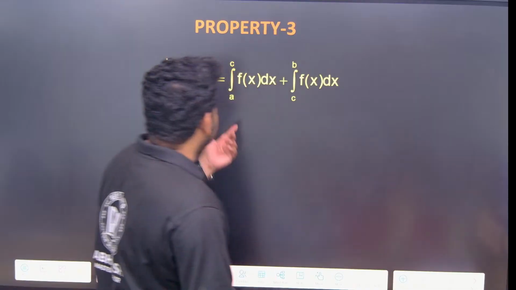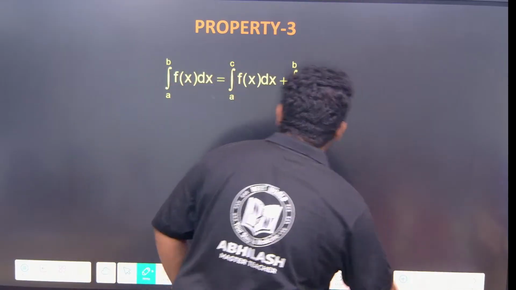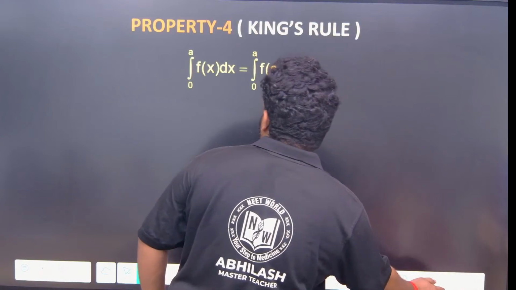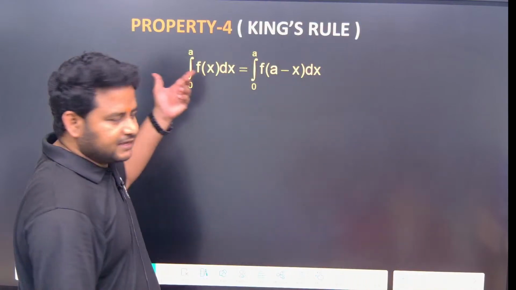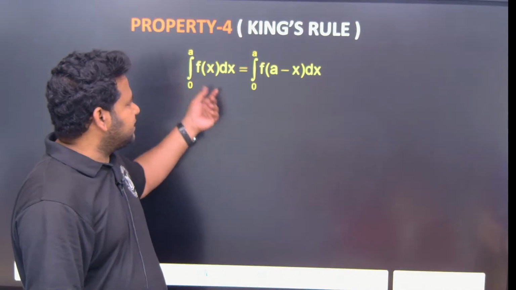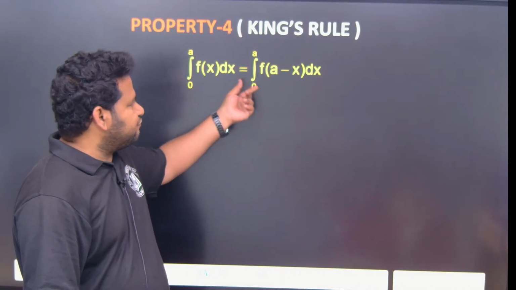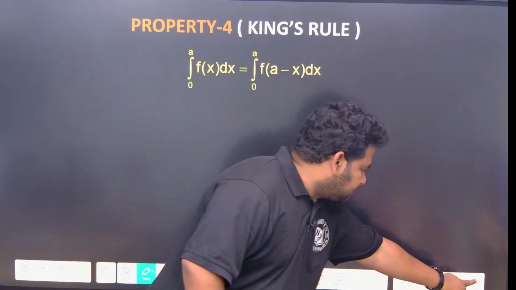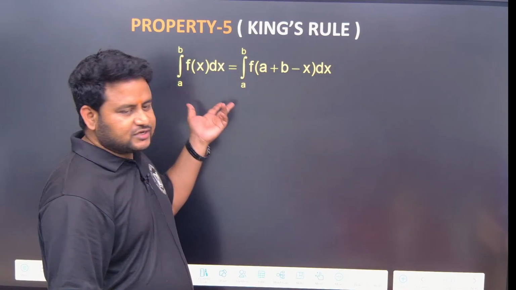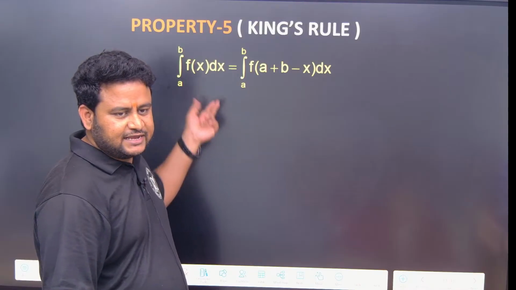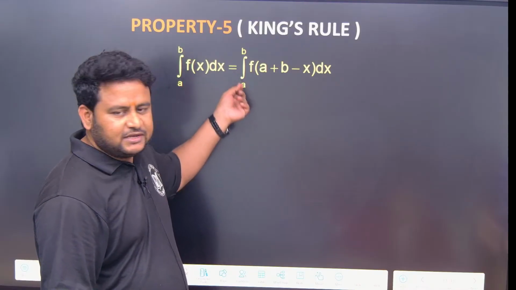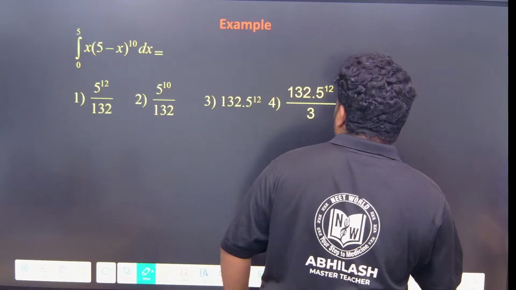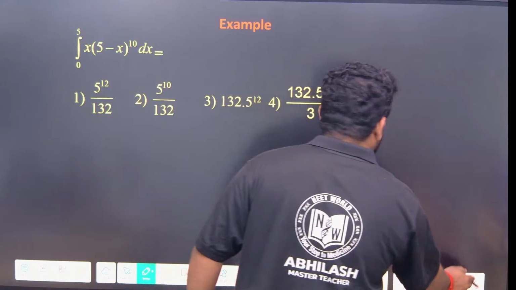Now see here, this is what I told, and based on this we solved some questions. The next property is the King's rule. Integral of 0 to a f of x dx can be written as integral of 0 to a f of a minus x dx. Based on this we solved some questions, and property 5 is also based on King's rule only. Instead of 0 to a, you will write a to b, and this will become integral of a to b f of a plus b minus x dx. Based on this we solved some examples also.